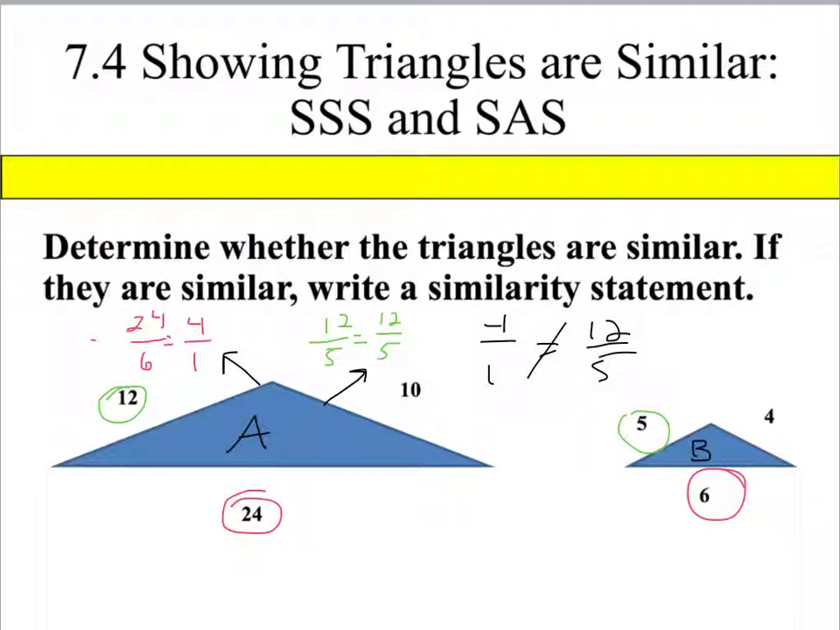So are they similar? No, they are not similar. So we don't even need to check that third side. We could, but we don't need to because we have two sides that are not proportional. Because they are not proportional, I would not be able to use the side-angle-side similarity postulate.